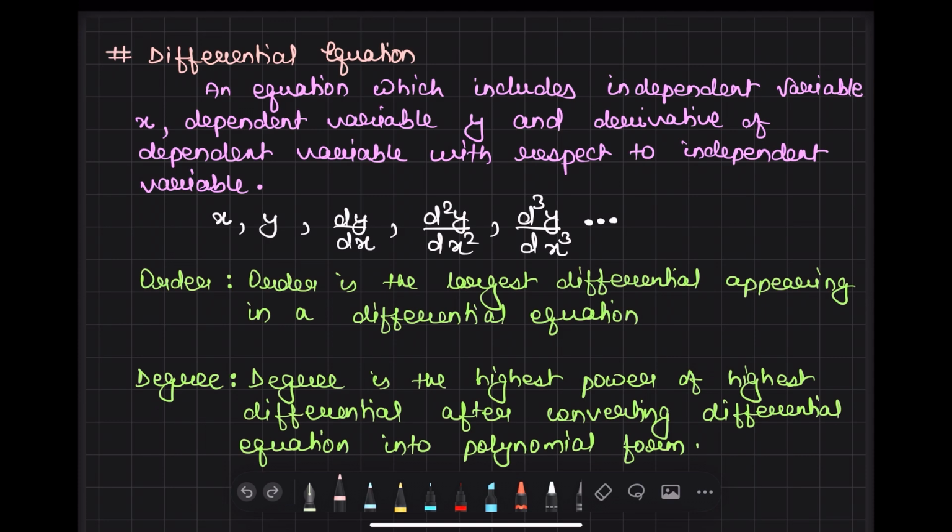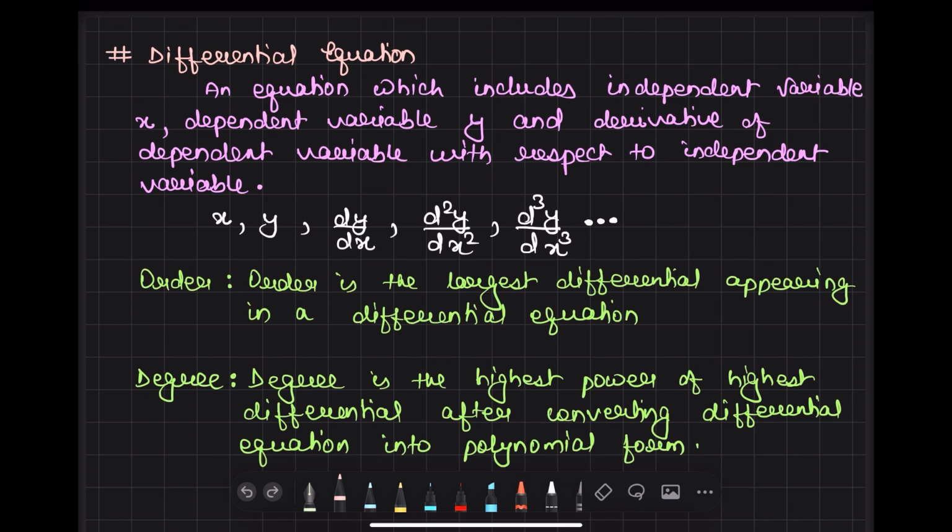A polynomial in differentials means dy by dx, d2y by dx square, and so on. If I tell you what a polynomial is, you will focus on x: a naught x power naught, a1 x power 1, a2 x power 2, and plus or minus this combination. So you will imagine this polynomial in the form of dy by dx power 1, d2y by dx square power 2, and so on and so forth. This equation should have differentials in place of x, nothing else.